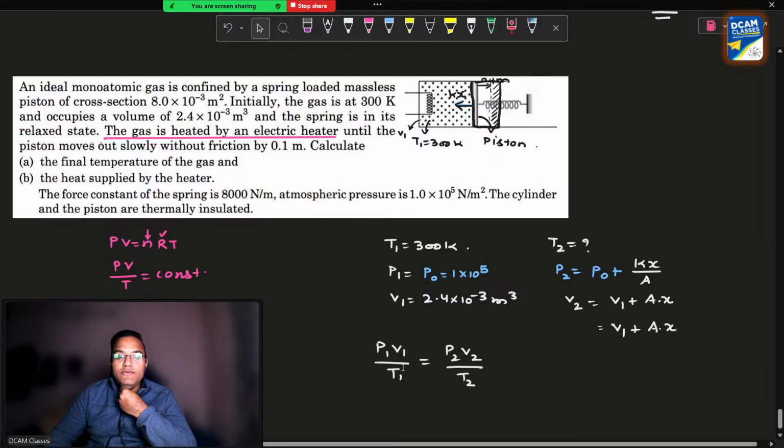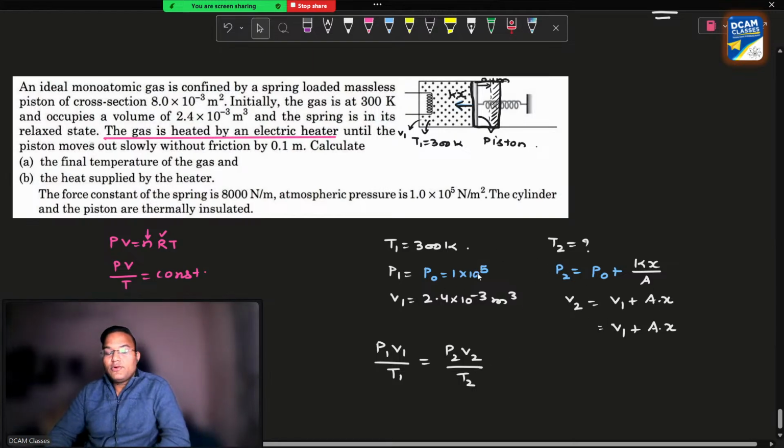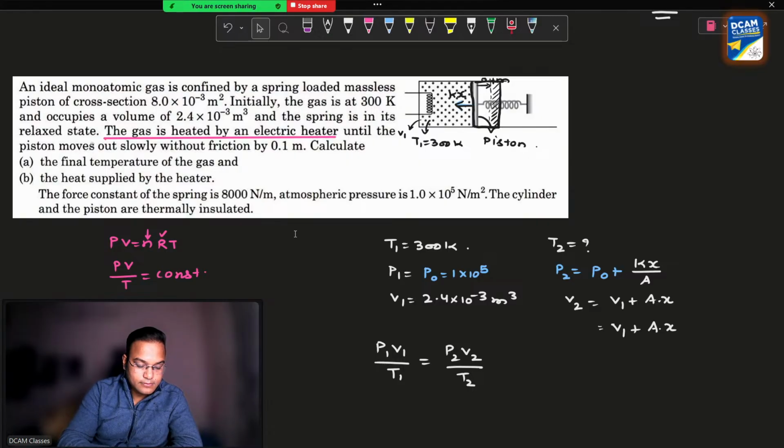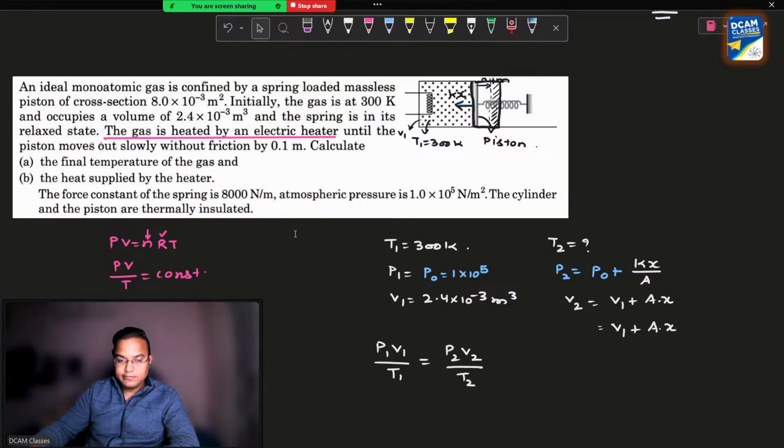That's why I'm using P1 V1 by T1 is equal to P2 V2 by T2. Now solve. I have told you the approach. Now solve and get me the temperature. Take care of the units.